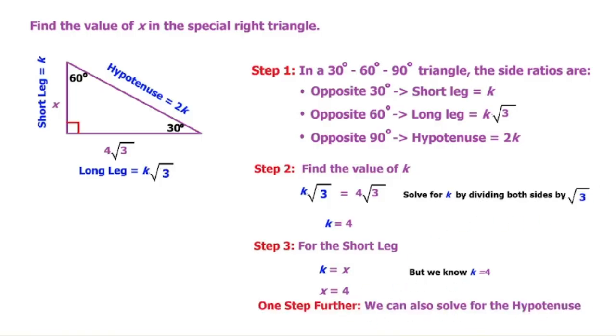So we could take that one step further. We can also solve for the hypotenuse. The hypotenuse equals 2k, which equals 2 times 4, which equals 8. So our hypotenuse is 8. And that's all there is to that problem.